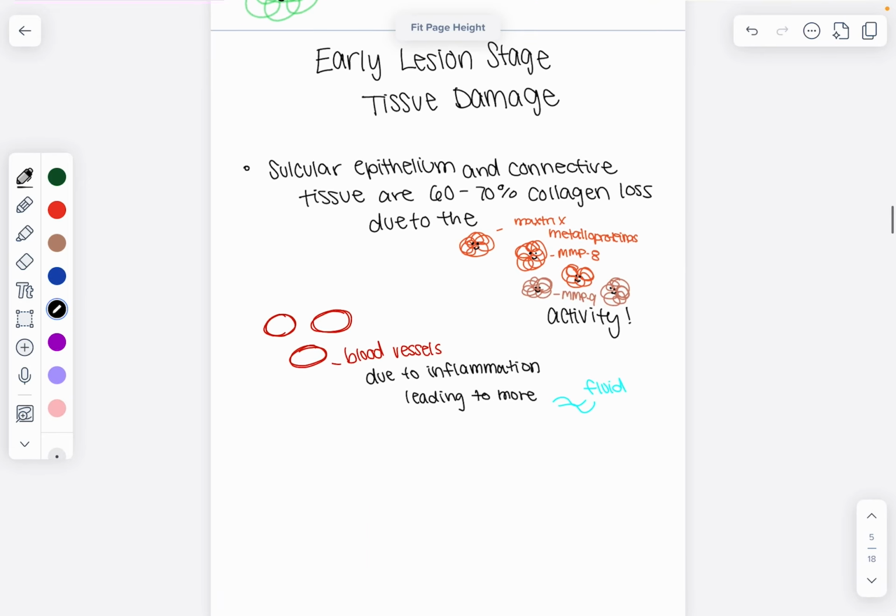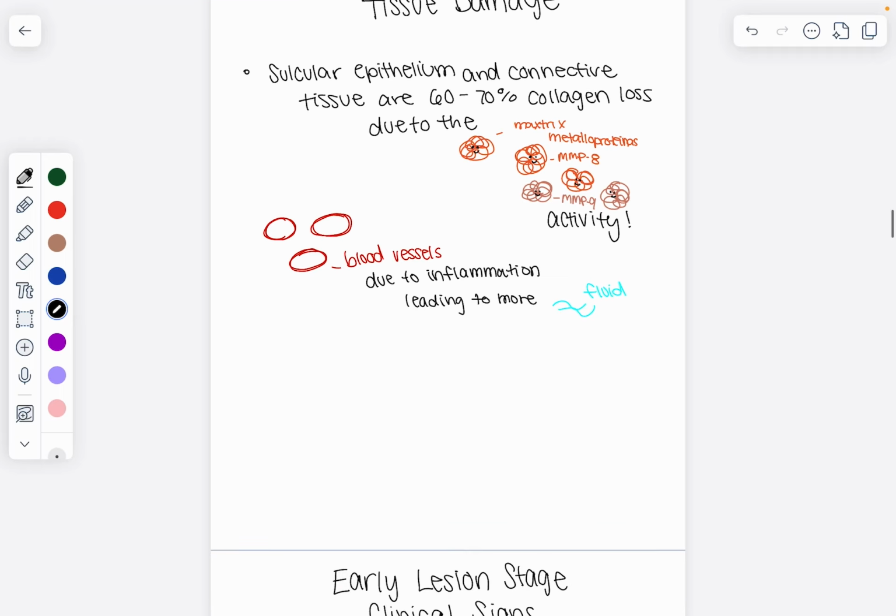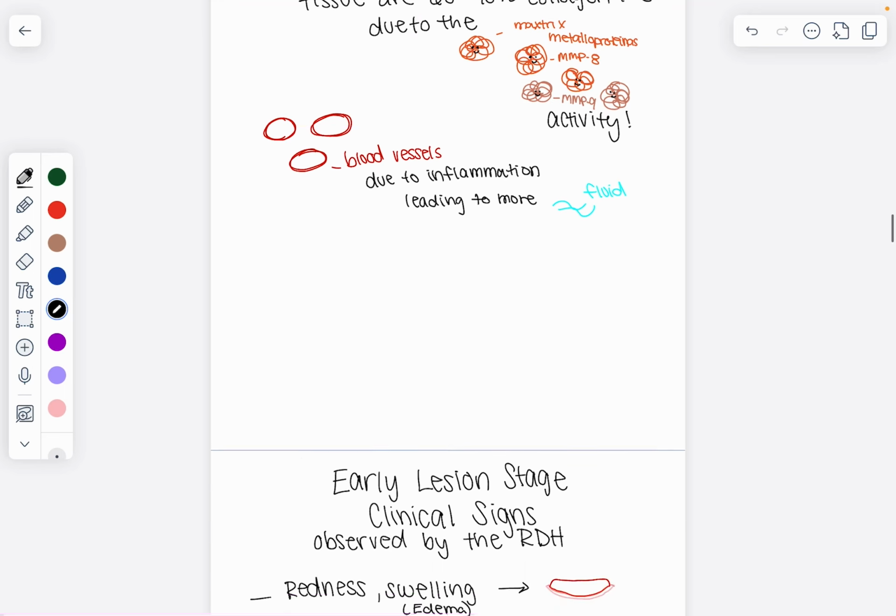The tissue damage: the junctional epithelium and connective tissue see 60 to 70% collagen loss due to the MMPs, especially MMP8 and MMP9, due to their activity. The increased permeability of blood vessels due to the inflammation leads to more fluid, and the immune cells in the tissue amplify.